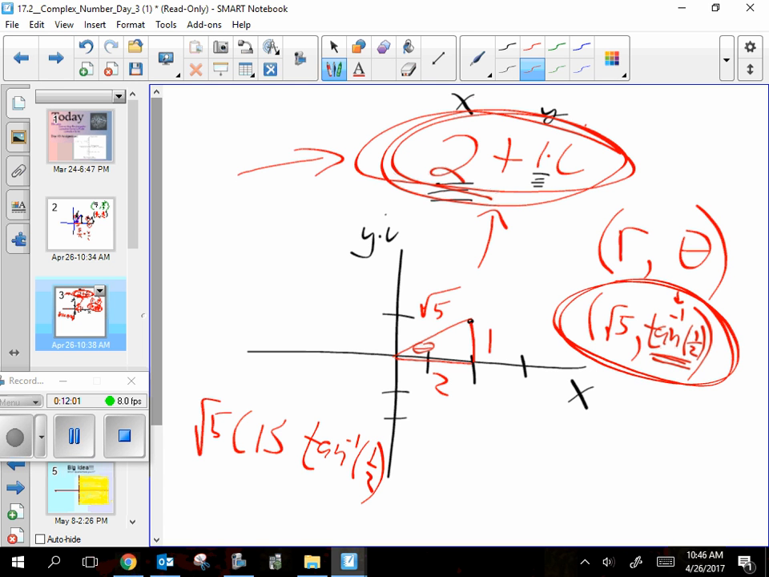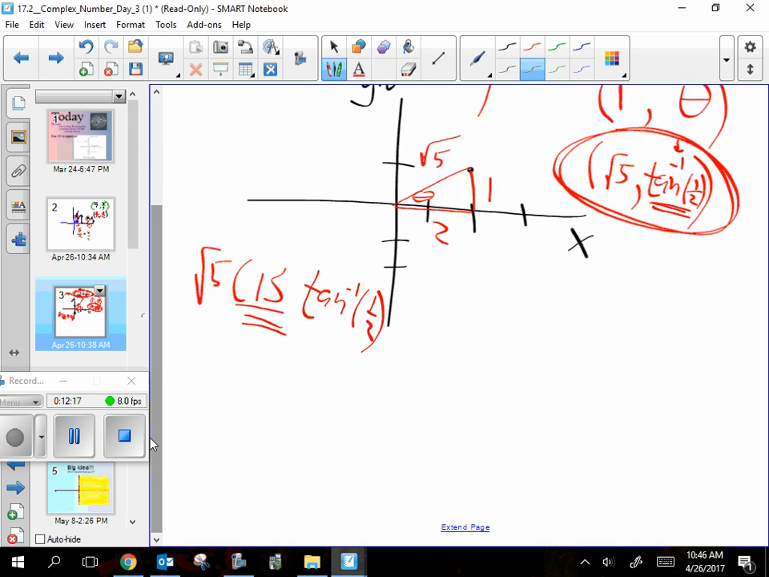There. It's the same as polar, r comma theta, except it's got this cis in it. What the heck does that cis stand for? Oh, let me show you. It's shorthand for something. It's got an I in it.